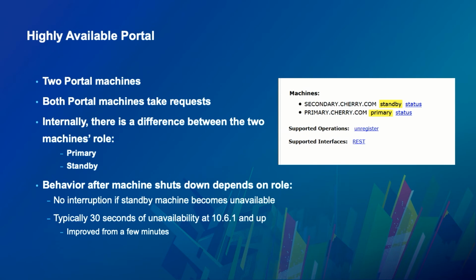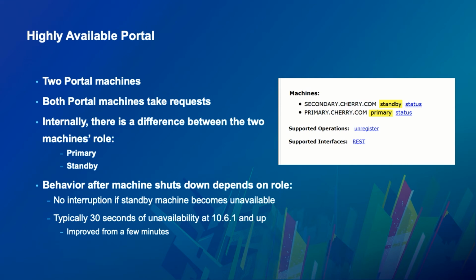The difference is how the portal behaves depending on which machine is down. If the standby machine is down, there's no interruption and the portal just continues to work. Your end user won't notice anything. But if the primary machine is down, your end user will notice the internet freeze a little bit, things get slow a little bit, and then it recovers. After 10.6.1, this takes about 30 seconds. Before that, it was a few minutes. So we made an improvement right there. So this is the difference between these two machines.